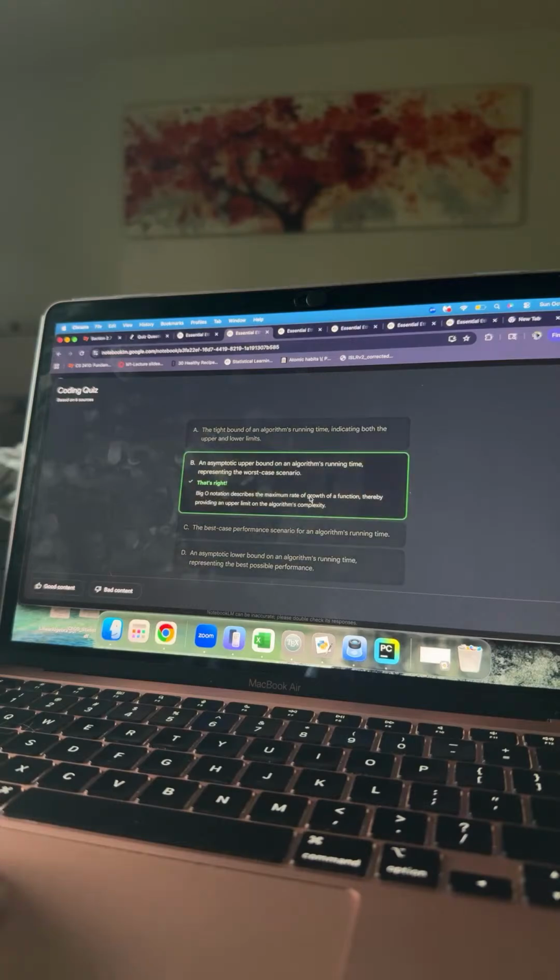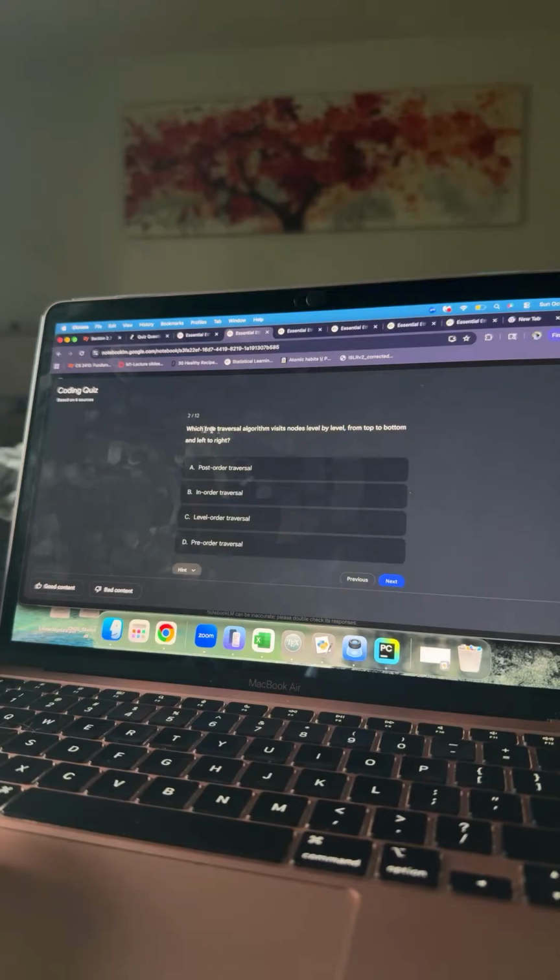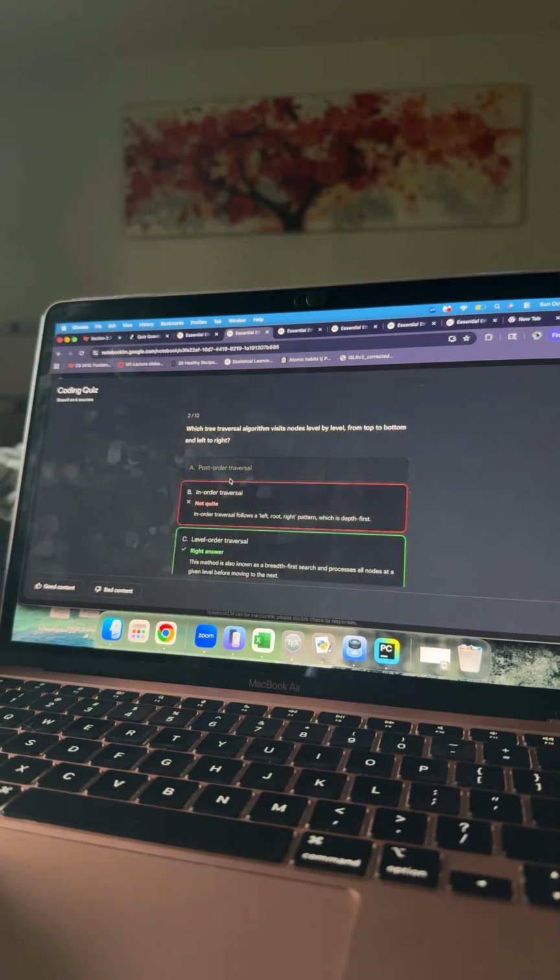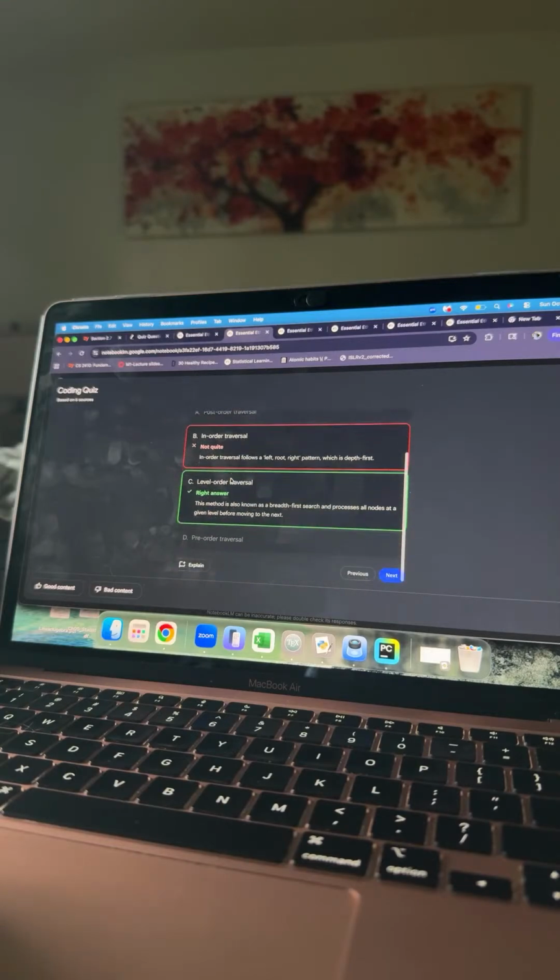Next. What is a tree traversal algorithm that visits its nodes level by level from top to bottom, left to right? It has to be in order. Ah! Level order. Okay, that's what I was thinking. In order is the left, root, and then the right, but in order sounded like level order, right? I didn't even read the thing, so yeah.